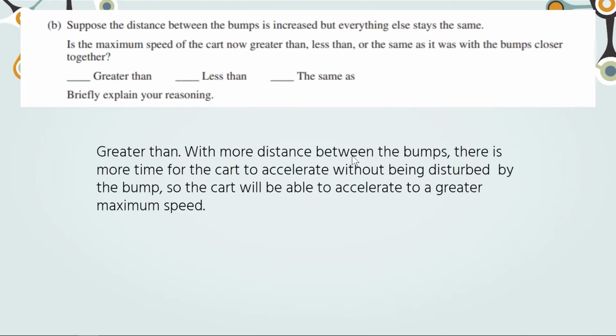With more distance between the bumps, there's more time for the cart to accelerate without being disturbed by the bump. So the cart will be able to accelerate to a greater maximum speed. That's why we check off greater than.